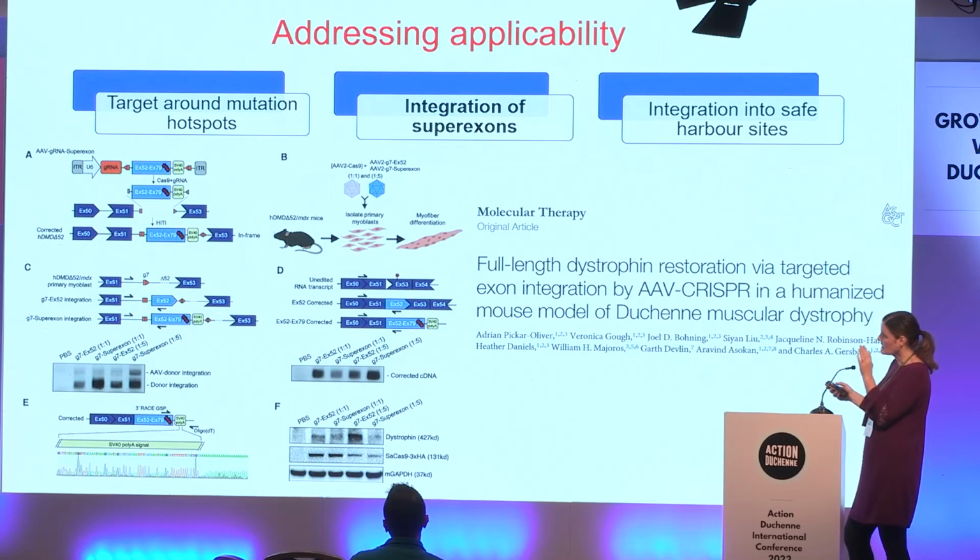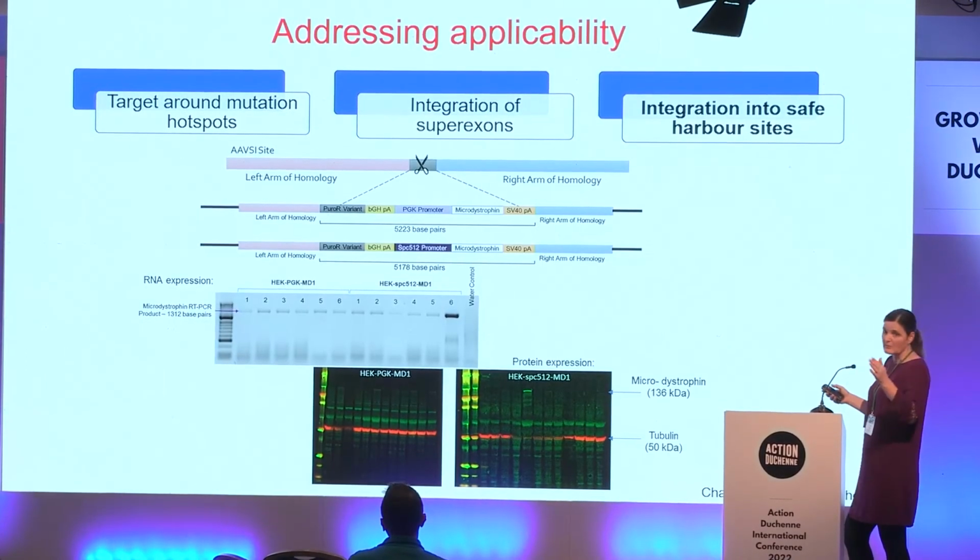He was targeting, Charles Gersbach again, I have to say, on the right of exon 51 because it was for an exon 52 deletion. And he was integrating exon 52 to repair it, but he also used what's called a super exon. So it's going from exon 52 right to the end of the gene, so to exon 79. And he was able to show in a mouse model, the deleted exon 52 mouse, that he could get this integration, but it was really, really low efficiency. So that needs improving. So that would be applicable to more patients than the mutation hotspot.